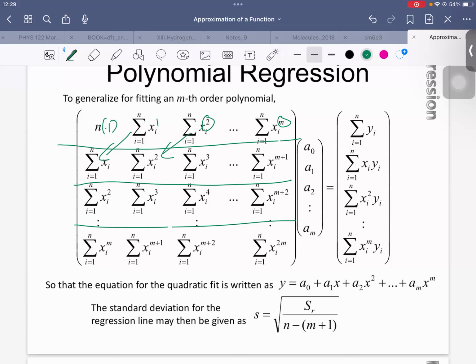So, all of these are just values of x raised to some integer. And here, of course, your a's, your coefficients. And your constants are actually related to x and y. So the first term is just x, y. But you can actually think of it as xi raised to 0, because here it becomes xi raised to 1, here xi raised to 2, and up to xi raised to m. Right? So yeah, there's a pattern there.